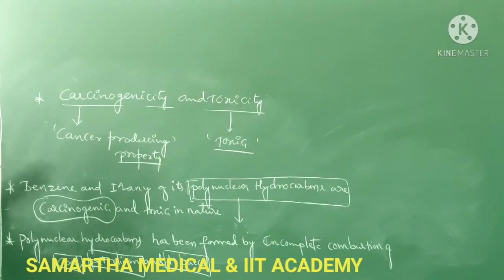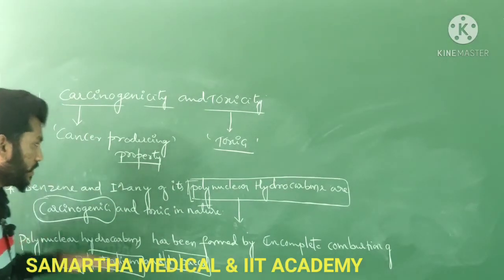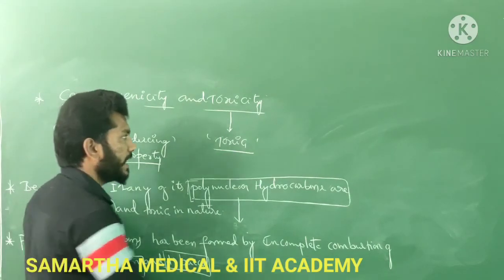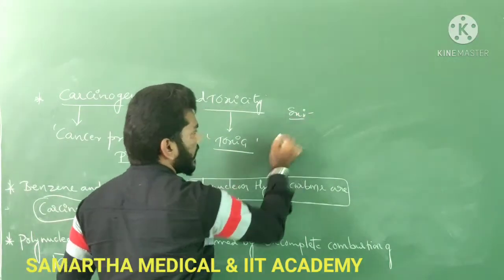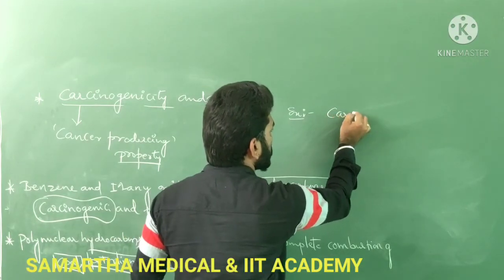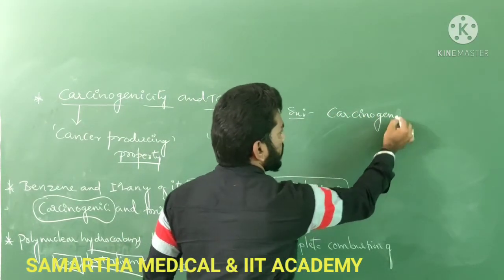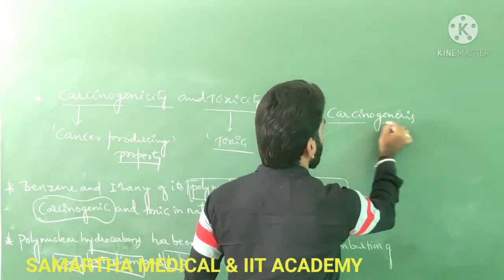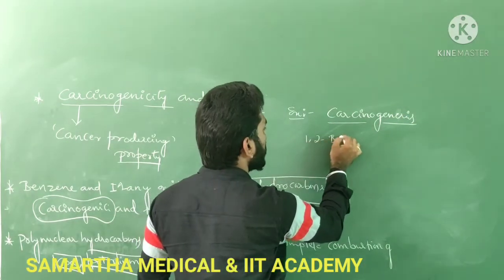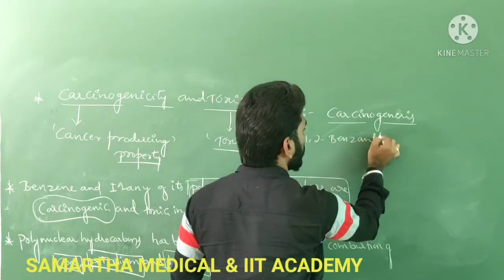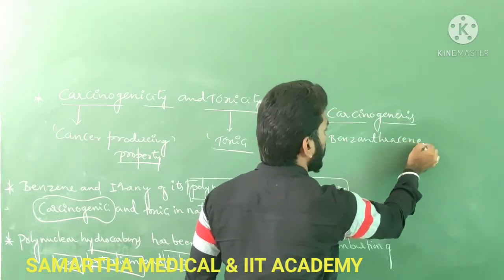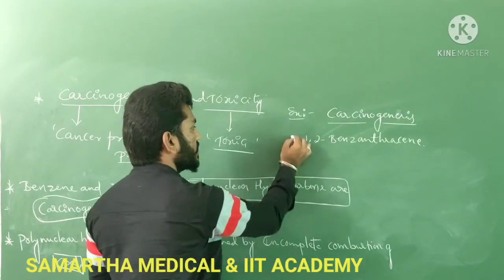Ultimately we can call these drawbacks, obviously. So that is carcinogenicity and toxicity. We have to know about this concept of aromatic hydrocarbons. If you want an example of a carcinogen, that is 1,2-benzanthracene. 1,2-benzanthracene is an example of a carcinogen.